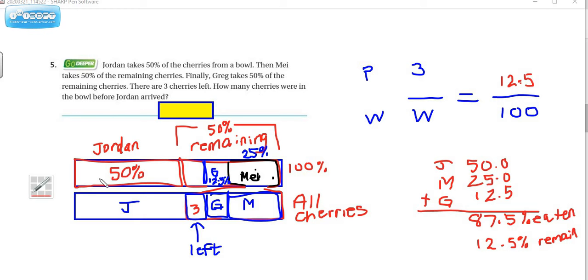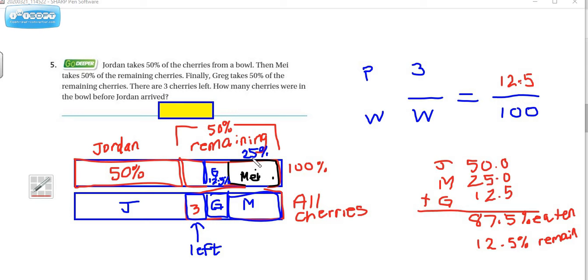All right, so I've mapped this out, and you'll have to follow along with everything I'm saying here because it's a little bit of a mess on the page. All of the cherries would be 100%. Now, if Jordan came along and took 50%, that means you have 50% that remain. Well, remember, May came along, and she took half of that. So that means that she really took 25% of all of the cherries. So if we map out May and put 25%, that's a good idea.